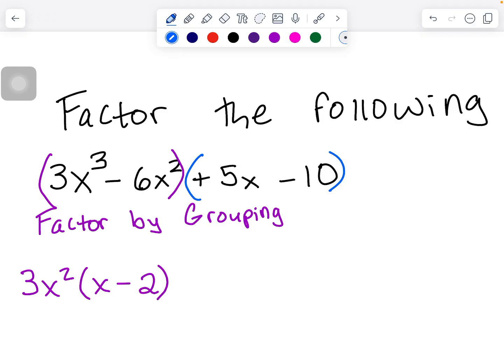So I notice that both of those terms don't have an x, so I can't take an x out of both of those, but I notice that both of those are divisible by 5. So I'm going to take out a positive 5 in this case and see what I get. Okay, so 5x divided by 5 is x. 10 divided by 5 is 2, and I get x minus 2. Okay, so this is great. So I have x minus 2 in both of my sets of parentheses, which is great. That means factor by grouping has worked.